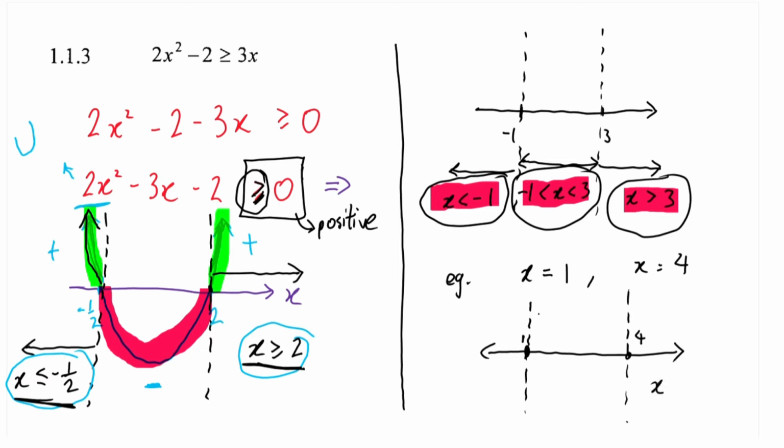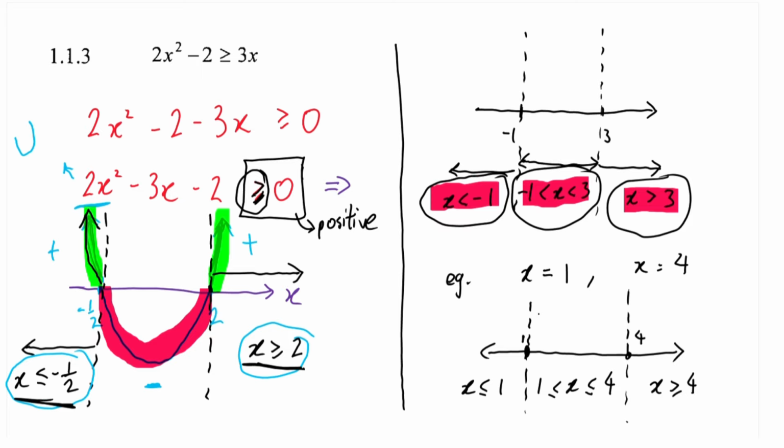The interval on the right of 4 is x greater than 4. It could be x greater or equal to 4 as well. It depends on the question. The middle region is x less than or equal to 4, greater than or equal to 1, and the region on the left is x less than or equal to 1. So that's a quick recap on how you set up your intervals given two x solutions.